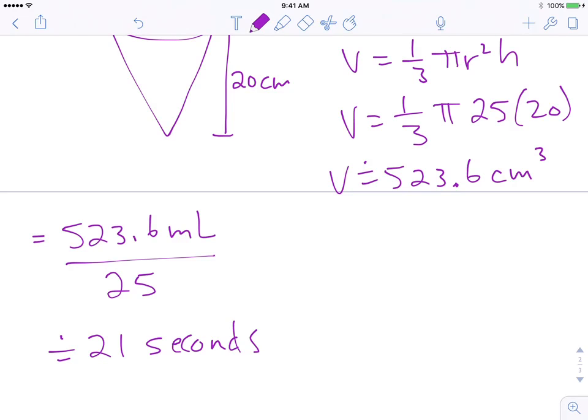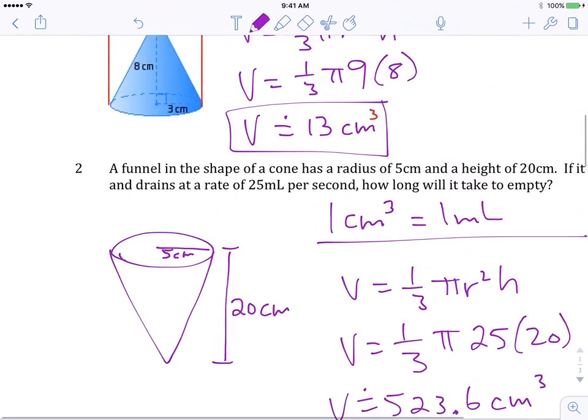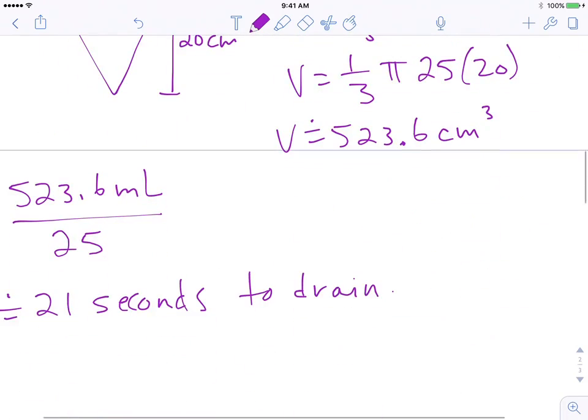Because it's draining at 25 milliliters per second, and my answer came out to 20.94, that's about 21 seconds to drain. Okay? Or to empty. Let's say empty. That makes more sense.